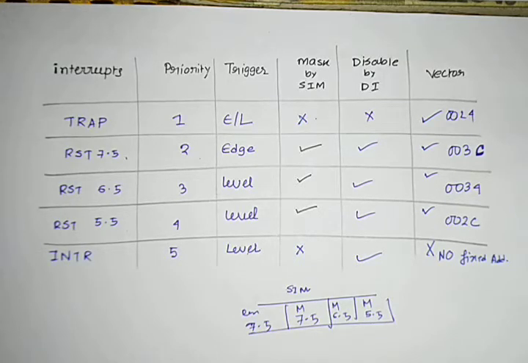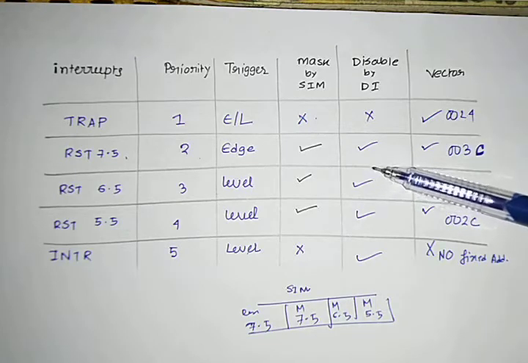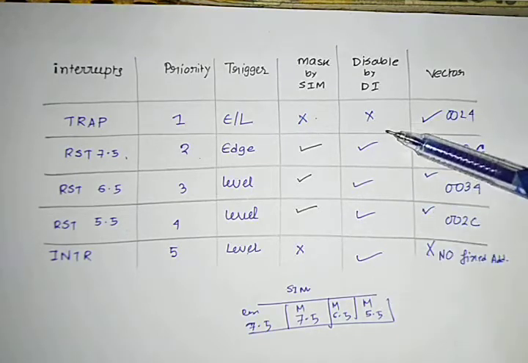Trap was originally named RST 4.5, okay, but just to make you realize the significance of this instruction, it was later named trap. So using DI, all the others can be disabled except trap.